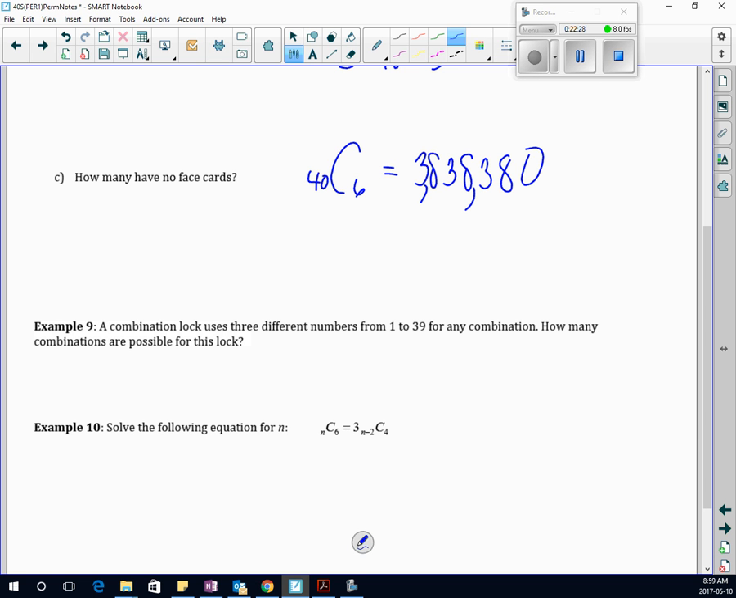A combination lock uses 3 different numbers from 1 to 39 for any combination. How many combinations are possible for this lock? Probably a lot. I'll give you a second to figure it out. A combination lock is not really a combination. It is a permutation. So let's be all math geeks and start calling our combination locks permutation locks, because that's actually the correct mathematical term for it.